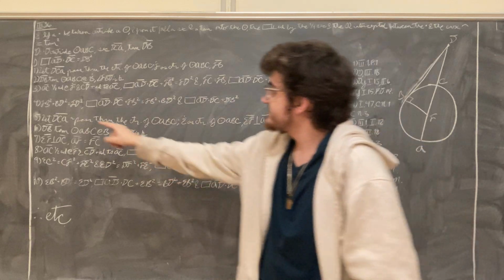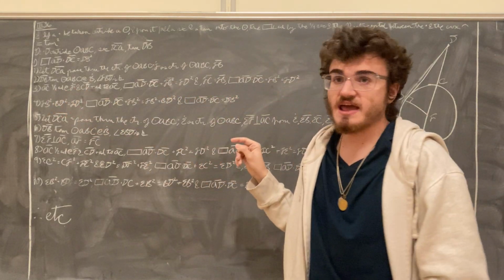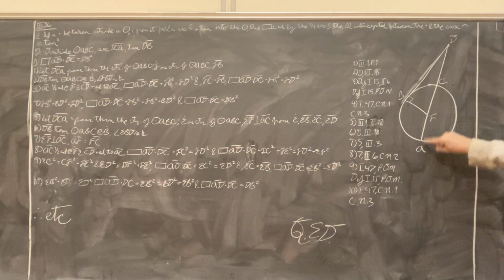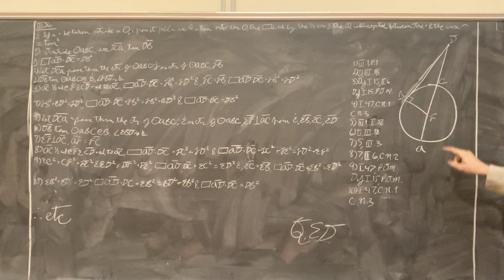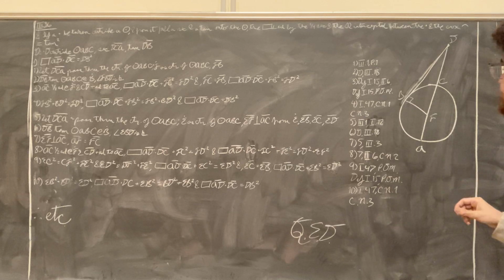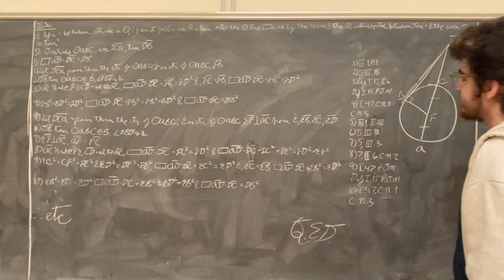Now, because AC has been bisected at the point F, right, so AC, which is the diameter of the circle, any diameter is bisected by the center, in this case point F. So AC is bisected at the point F, so AF equals FC.